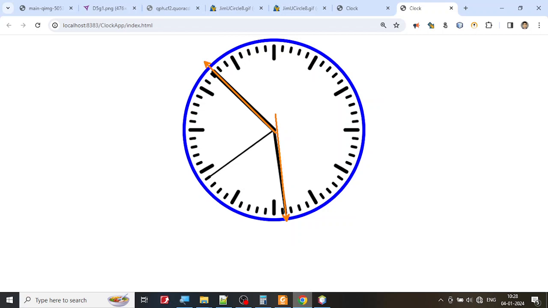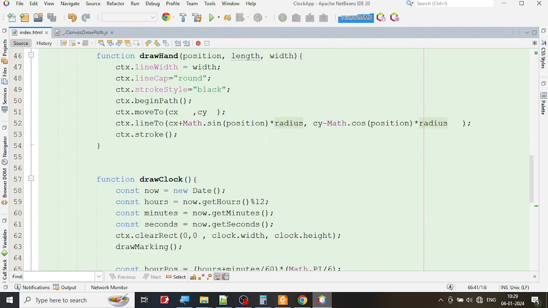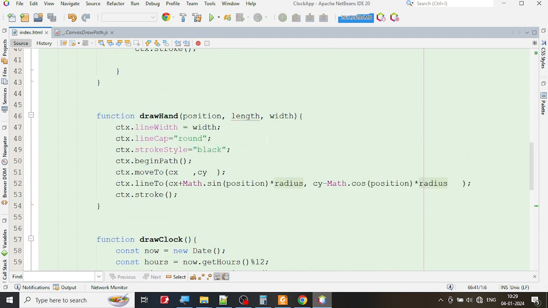But the only thing I am worried about is I gave the length as 70%, but somehow it has not come to 70%. What is the reason why it has not taken 70%? So let me go back and let's check. Oh, so this I am multiplying with the radius. So just a minute. This I have not used that length at all.